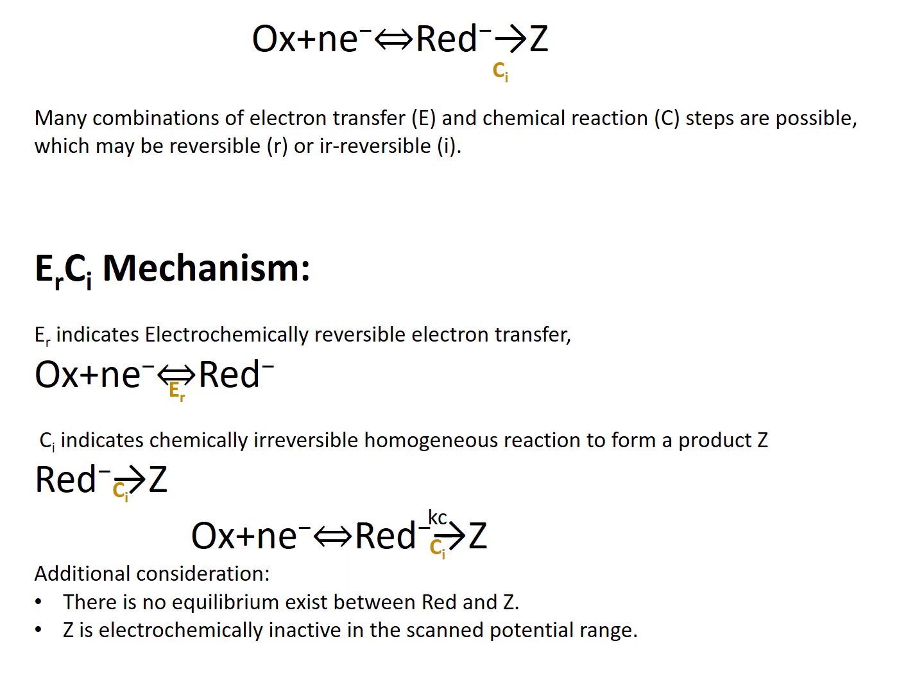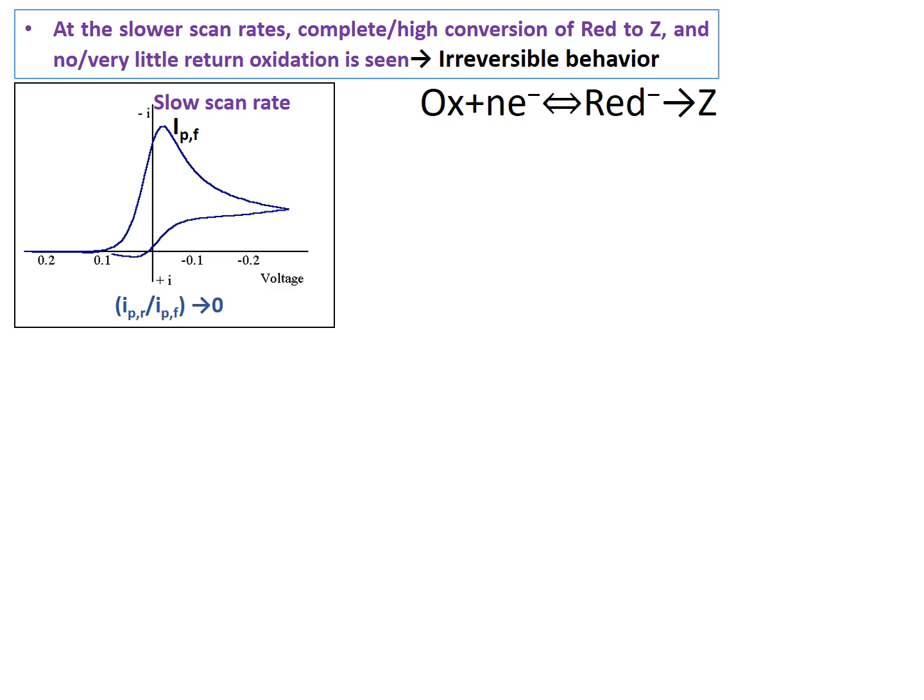That means it will have no effect on the cyclic voltammetry plot that you will get. Now we will understand the nature of the cyclic voltammetry plot for this process under different scan rates. So let's consider first the slow scan rate. Slow scan rate means you are changing the potential from the starting to the end potential at a very slow rate. As you know, the unit of scan rate is volt per second. So 1 volt per second is a slow scan rate compared to 10 volt per second.